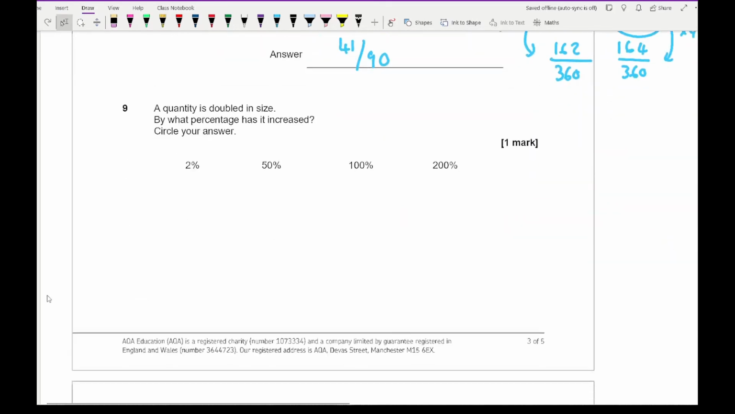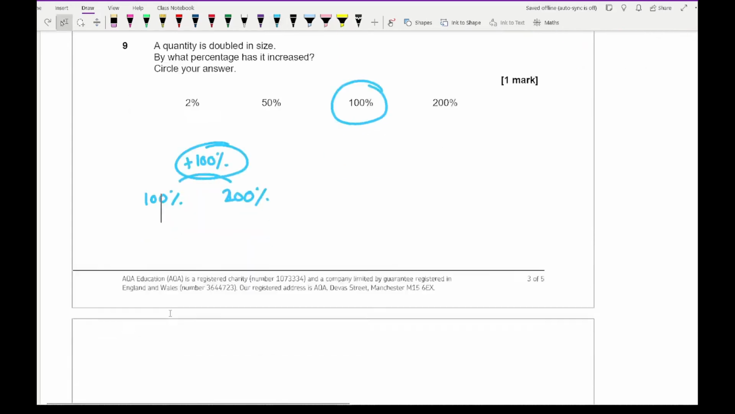Look at question 9. It says a quantity is doubled in size. What percentage has it increased by? Circle your answer. Most people will go for 200%, but actually the correct answer is 100%, because if you're doubling, you always start with 100%. If I'm doubling the pack, then again, I'm adding on, I'm going to end up with 200%. So I'm adding another 100%, and that is why it's the answer.